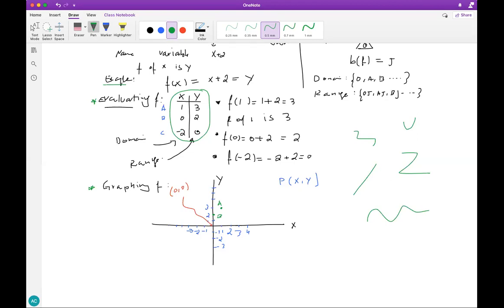Then you go up if this is positive. You go down if it's negative. If it's 0, you stay right here, right on the X. So in this case, we're going to stay right over here. That's point C. Look for the X, -2. Don't go anywhere from there because the Y is 0.